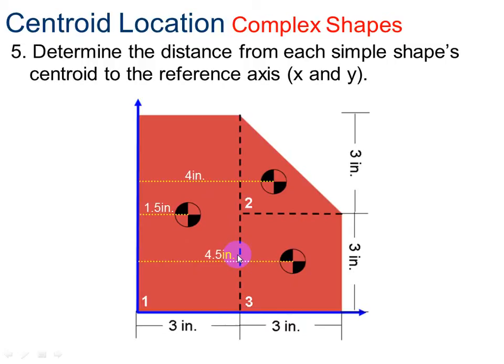So now let's talk about in the y direction. How far is it from the x-axis to the centroid? It's going to be half of this side right here, and this side is 6. So this is going to be half of 6, which is 3. For shape number 2, it's going to be these 3 plus a third of how it's 3 tall. A third of 3 is 1. So 1 plus 3 is 4. And then for this one, it's going to be half of this side over here. So half of 3 is 1.5.